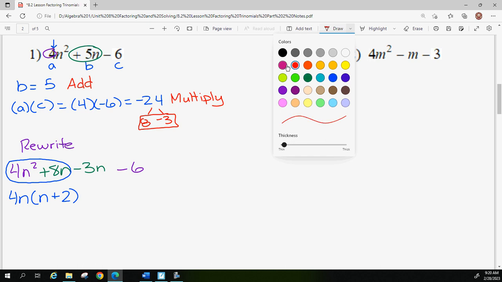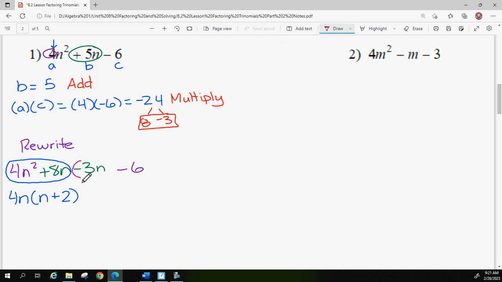We can also factor out a greatest common factor between these two numbers. We can divide out a -3. We can't divide out any n's because -6 doesn't have any n's. So when we divide -3n by -3, we get positive n. When we divide -6 by -3, we get positive 2.